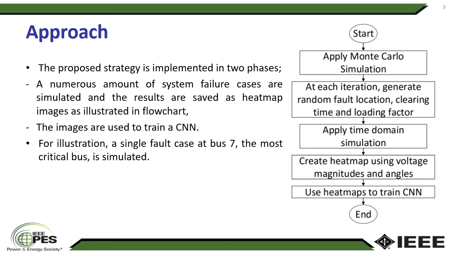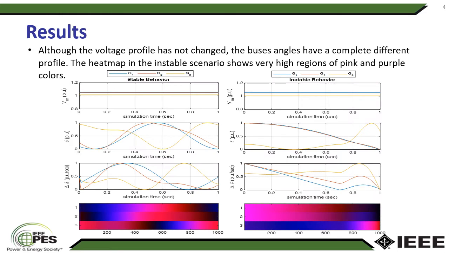So a single phase at bus 7 is represented for illustration of the approach. Here, as you see, when a fault occurs at bus 7, the voltage profile has not changed, in stable or in unstable behavior. However, the angles have completely different profiles. The heat map in the unstable scenario shows very high regions of pink and purple color.